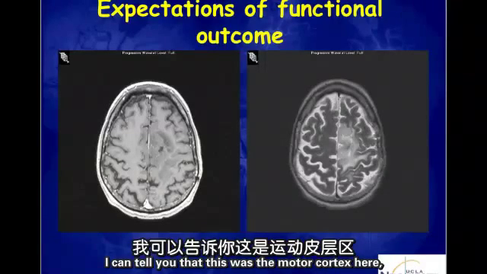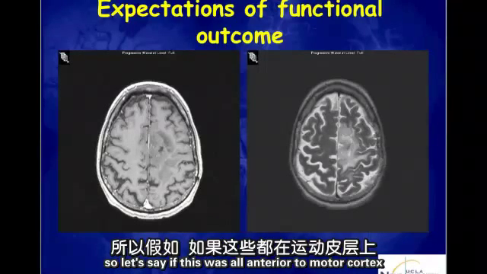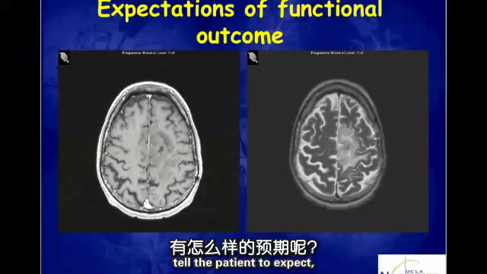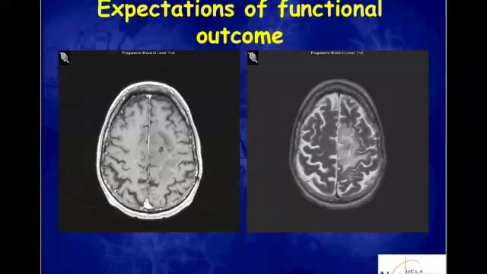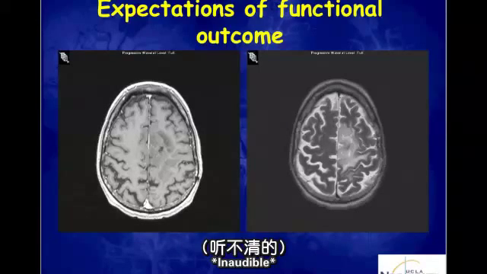I can tell you that this was the motor cortex here. So let's say if this was all anterior to motor cortex and you were going to attempt a surgical resection, what kind of things would you tell the patient to expect, or what would the patient have after surgery? Well, what area is this tumor in? The patient would most likely develop what we call SMA syndrome, supplementary motor area, inability at least to initiate movement in different individual groups over a couple of weeks or so.